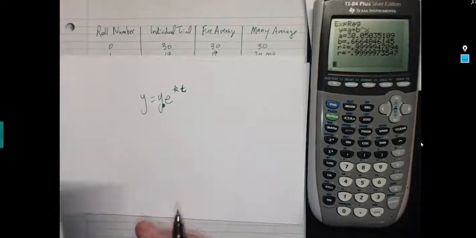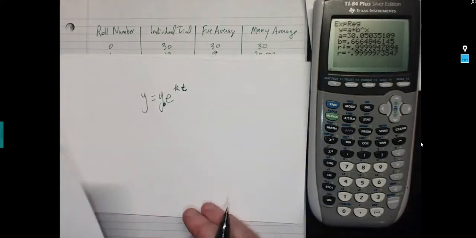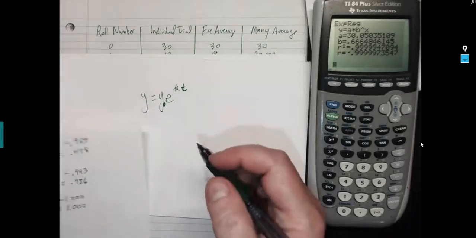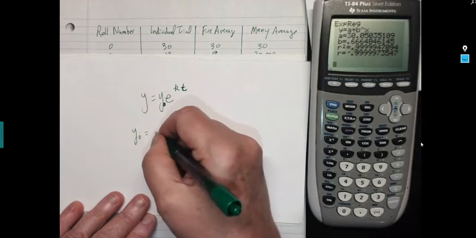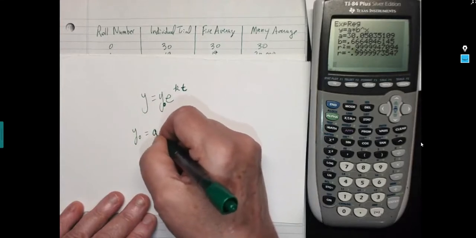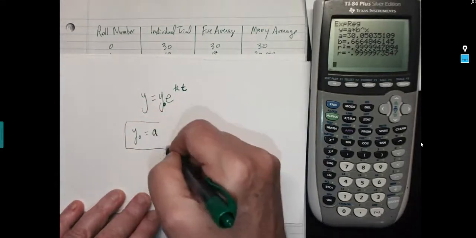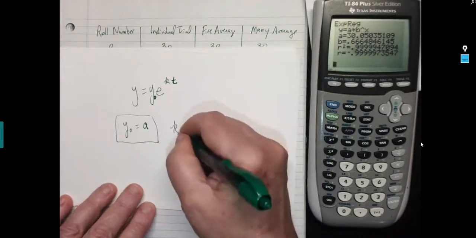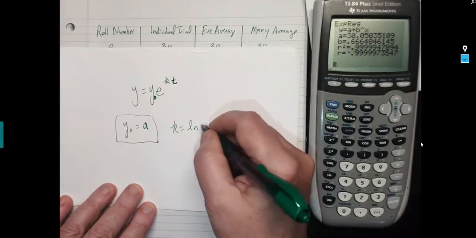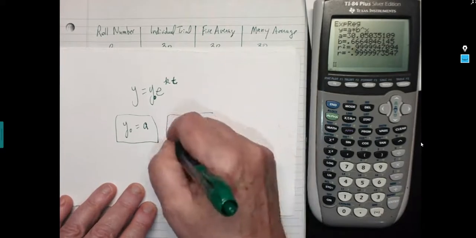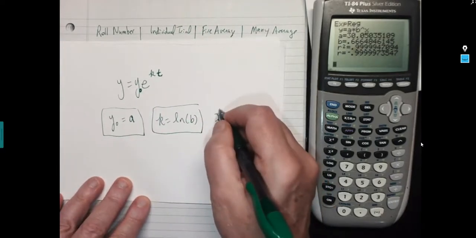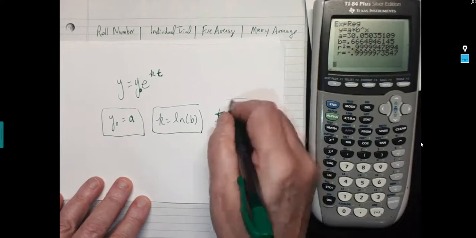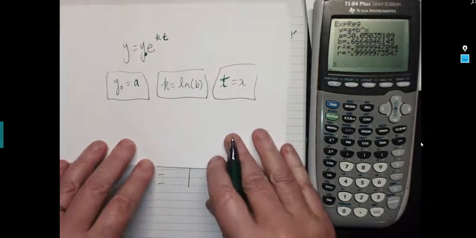So how do I change each of these into a standard form? And so the process is you just put y naught equal to your a from your old calculation. You put k equal to the natural logarithm of your old b, and then you put t equal to the x. Okay, so let's do that with each of these.